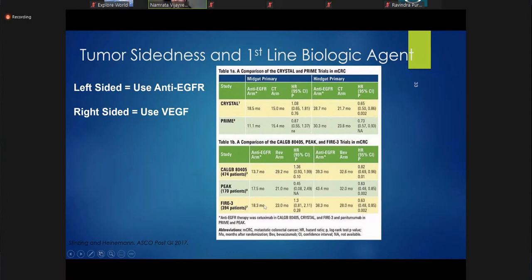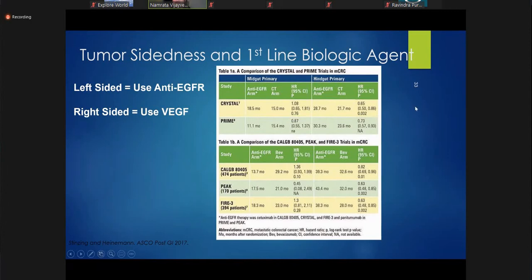In the FIRE3 study, also the Bev arm was better than the anti-EGFR arm. So the right-sided cancers, Bev did way better than anti-EGFR in the front line. Okay. Now, then you look at the hindgut primaries, it was the opposite. The anti-EGFR arms did way better than the bevacizumab arms, 40 months, like unprecedented survivals they were seeing in the CALGB study. 39.3 months for the anti-EGFR arm versus 32 months for the Bev arm. Similar numbers were seen in the FIRE3 study, 38 versus 28 months.